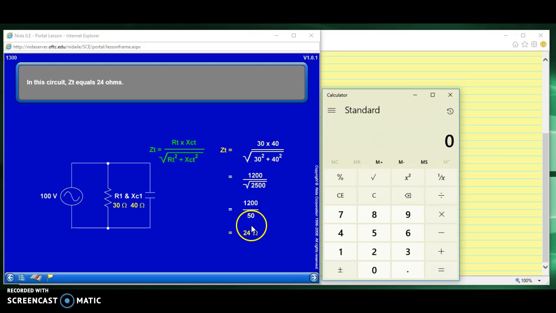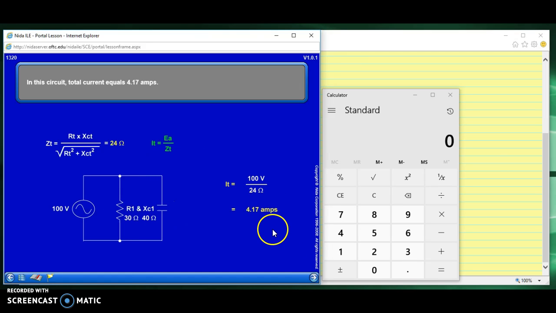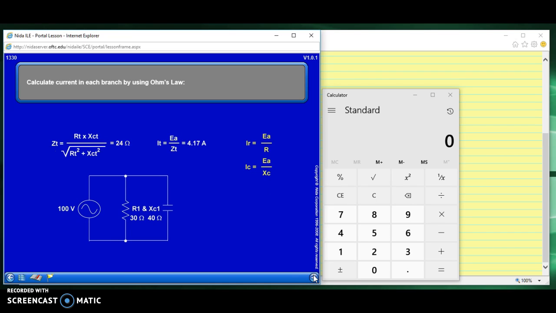Divide 50 into 1200. 50 being the square root of 2500, we get 24 ohms. So quite a mouthful just in one slide. So now we want to determine current. We just take the applied voltage, which is 100 volts, divided by ZT, which is 24 ohms. That gives us 4.17. So again, that gets us back pretty much to basic Ohm's law. But we've got to know how to get there to be able to get to the right answer. So that's why having these formulas and knowing what to do is very, very important.